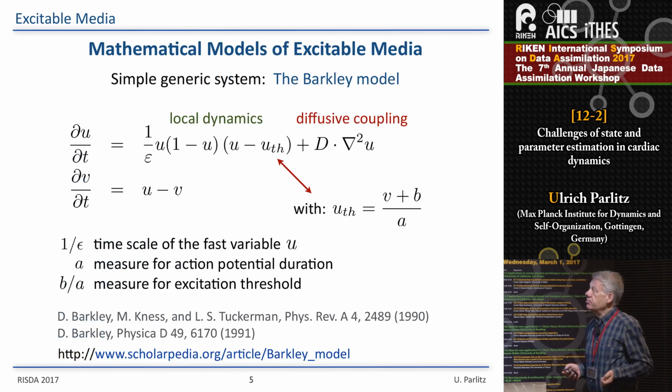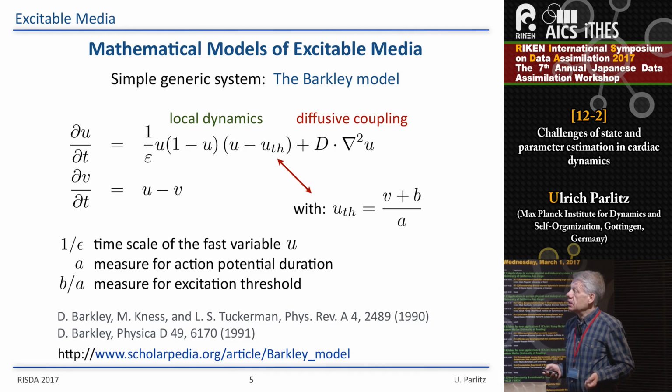So here is a very simple mathematical model, a generic system, the so-called Barkley model, consisting of two variables, u and v. This part of the equation describes the local dynamics, and then there is a diffusion term to couple many of these excitable systems. And you see here the threshold value for the variable u. If you exceed this value, then you will have an excitation.